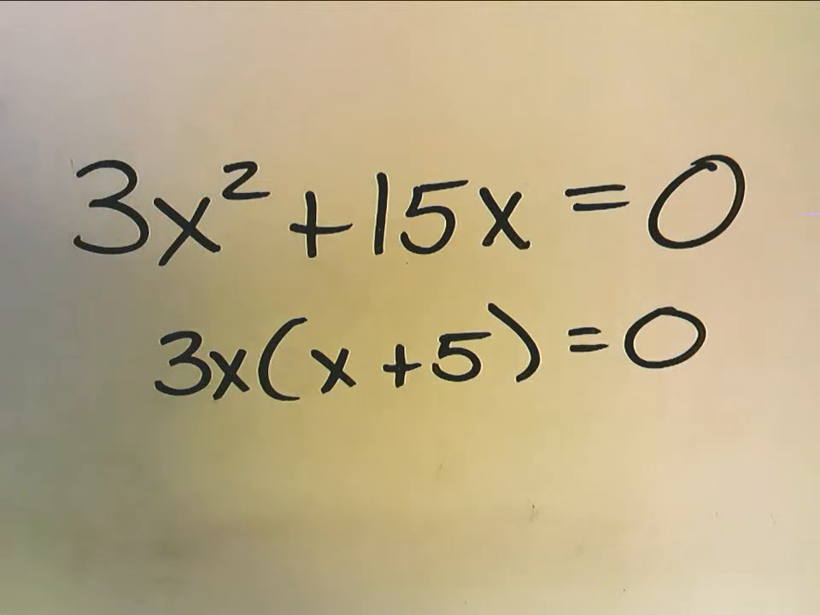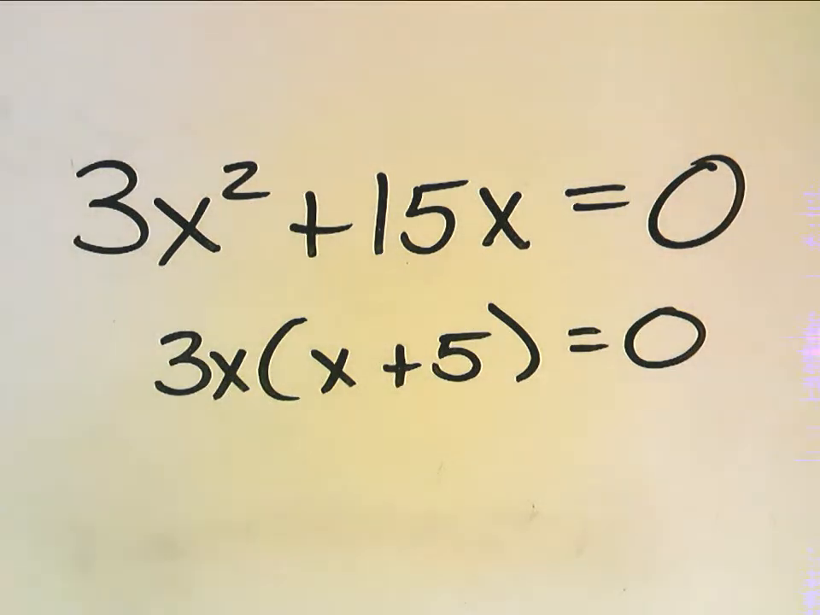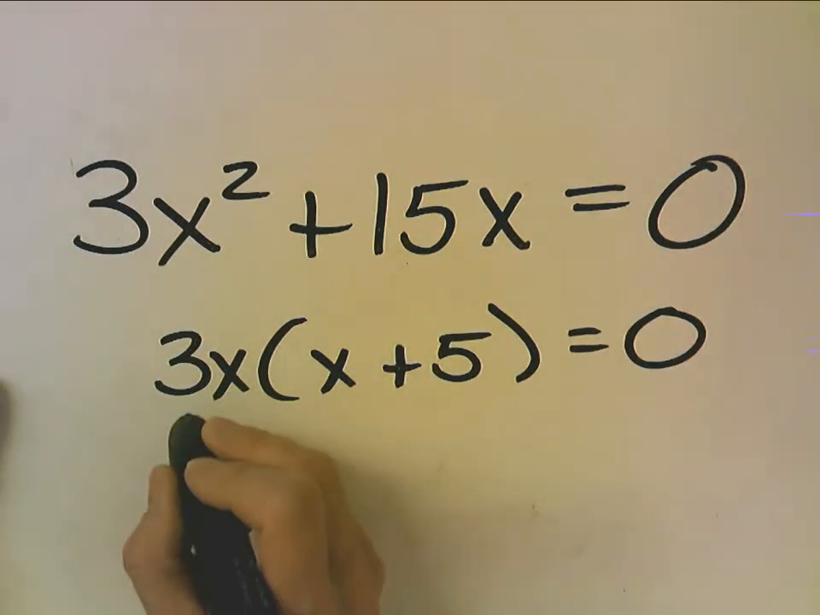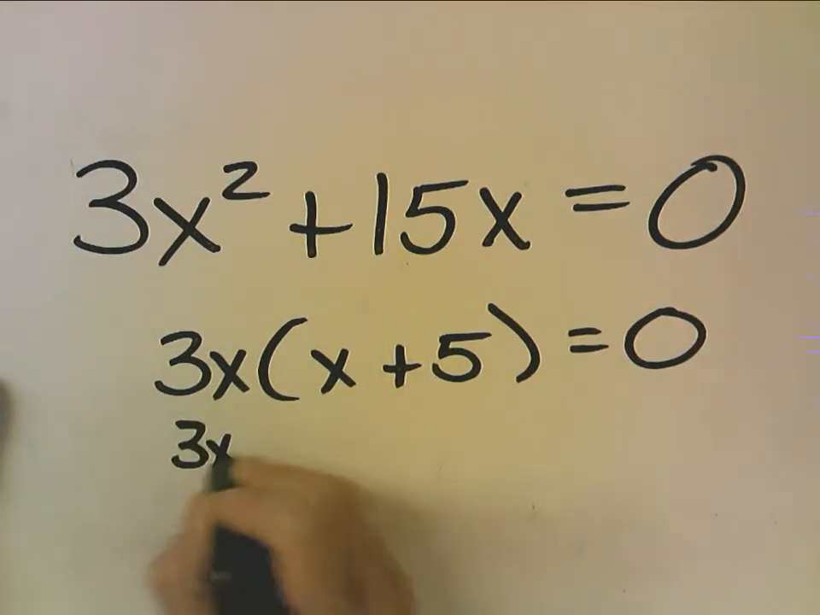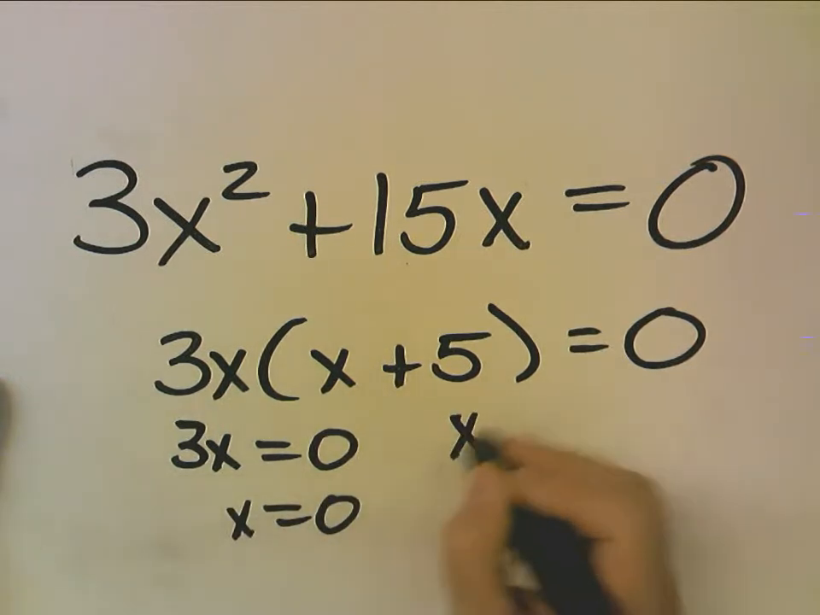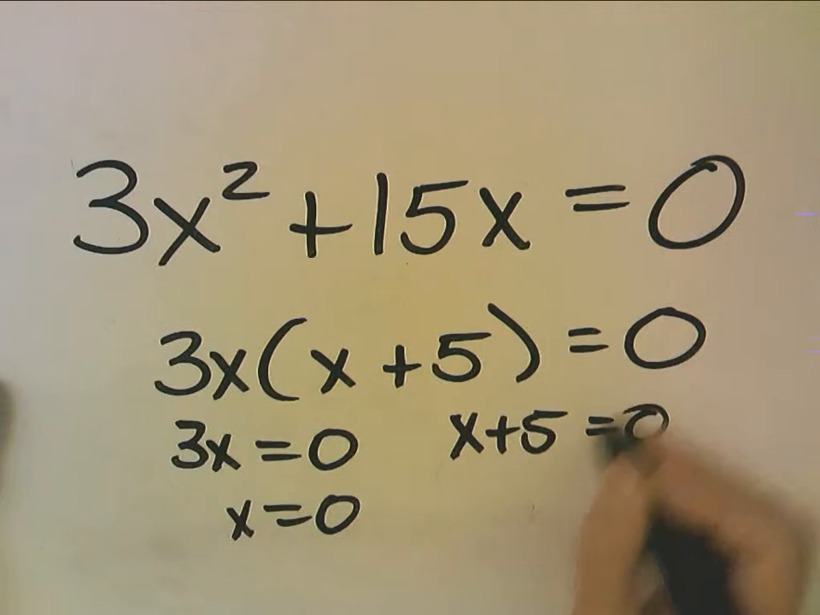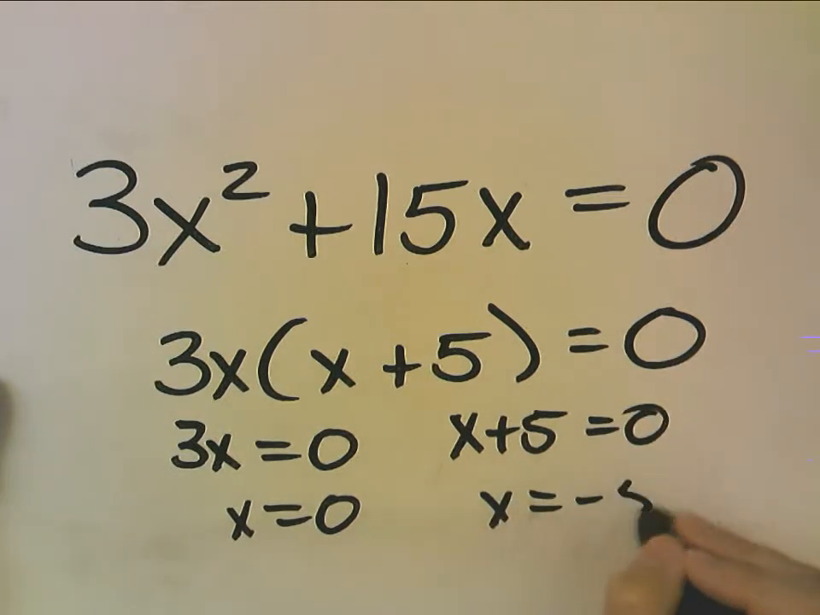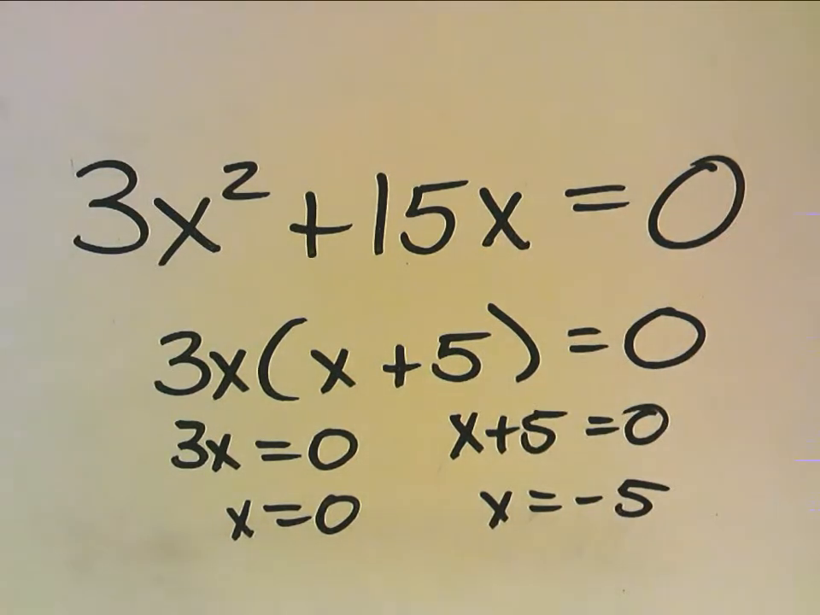So, who can tell me what this means? What can I do now? Lori? Exactly. So we can say either 3x equals 0, in which case x equals 0, or x plus 5 equals 0, which means x equals negative 5. So our answers are 0 and negative 5.